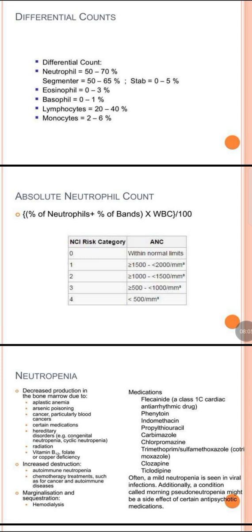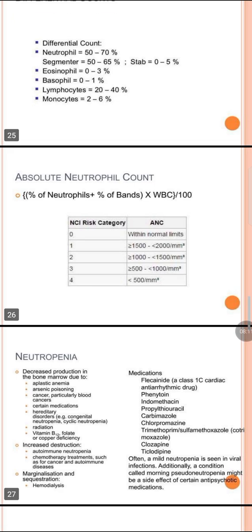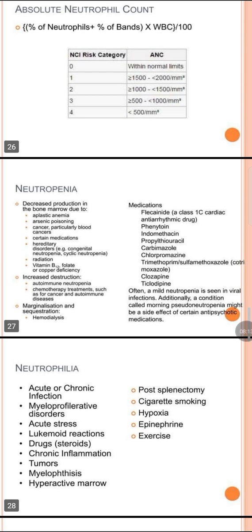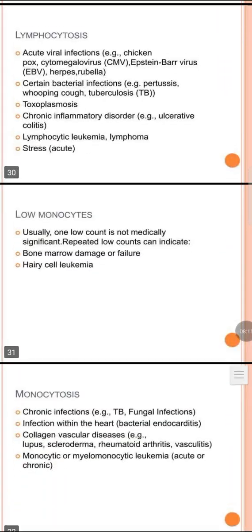Lymphocytopenia means that the lymphocytes have been reduced. Monocytes as well, monocytosis. That's about that.